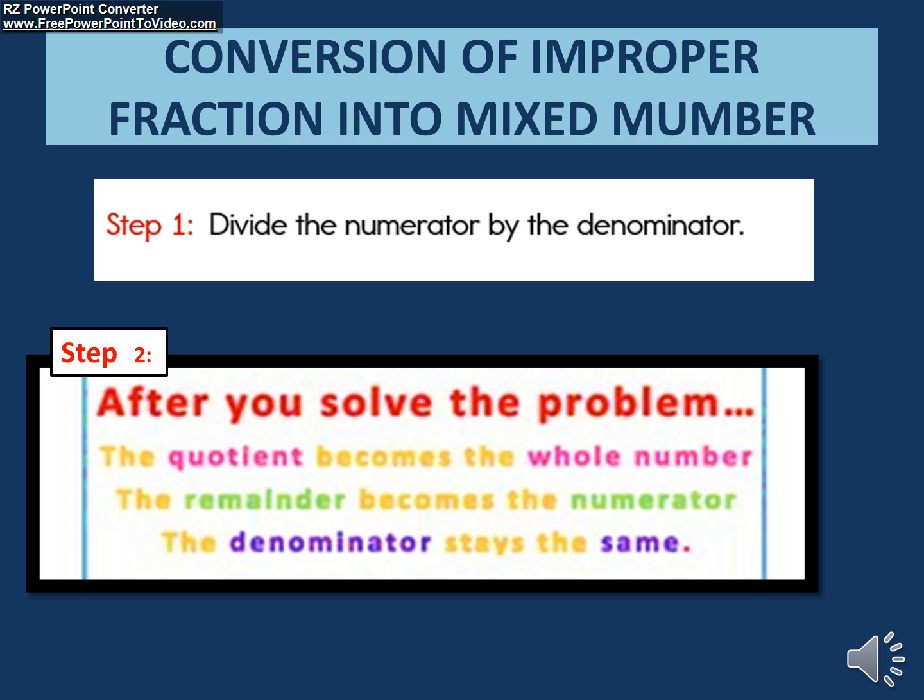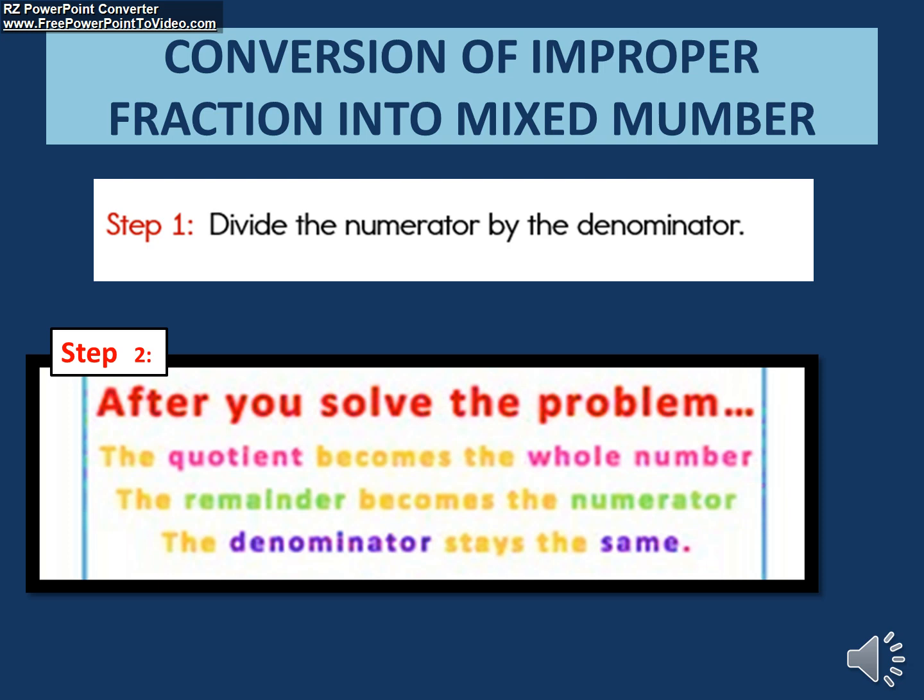The quotient is what? After division, what answer you are getting? It is called as quotient. Quotient becomes the whole number. The remainder becomes the numerator. और जो denominator है वो वैसे के वैसे रहेगा.